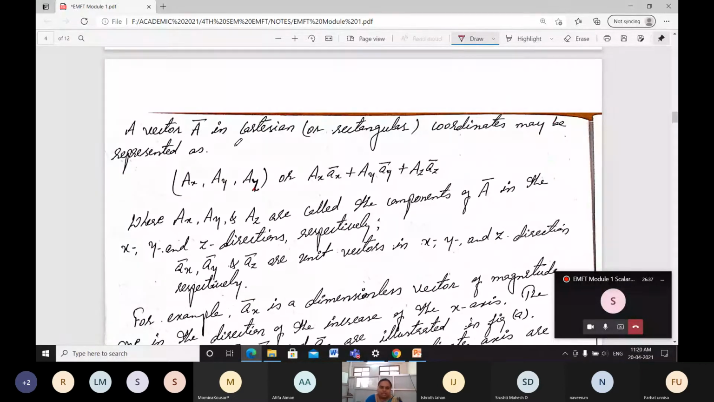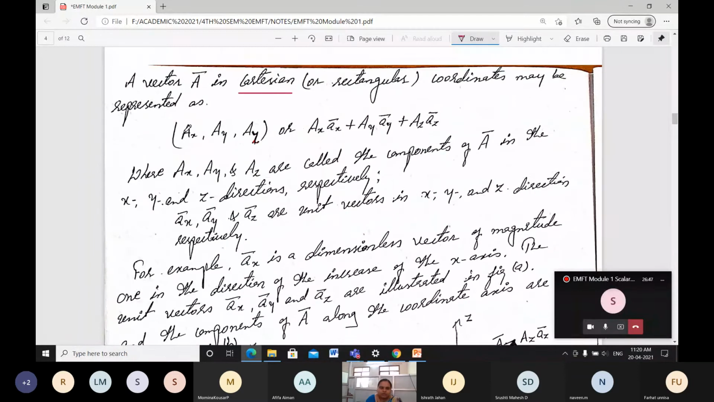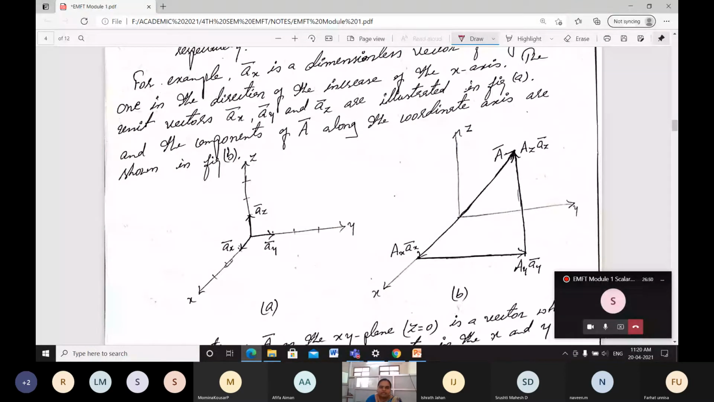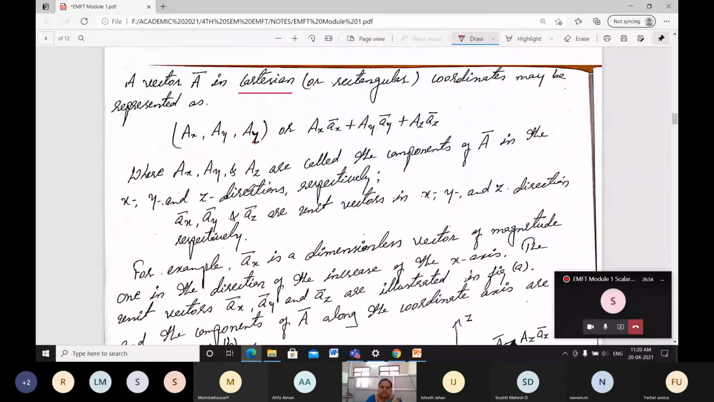A vector A bar in the Cartesian, meaning rectangular, coordinates may be represented as varying in a three-dimensional way, in the x-axis, y-axis and also in the z-axis. In such a case, I can represent it as Ax, Ay and Az, or else with the unit vectors, I can write it as Ax bar, unit vector ax, plus Ay bar, unit vector ay, plus Az bar, unit vector az. Remember how to write this.